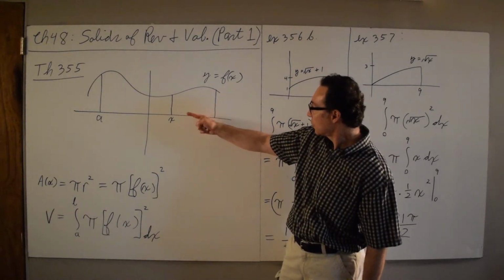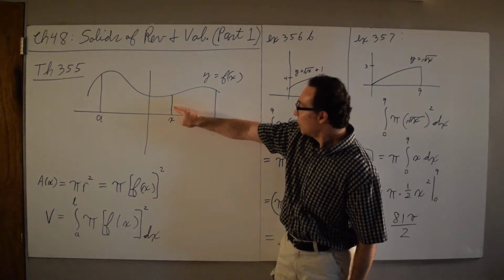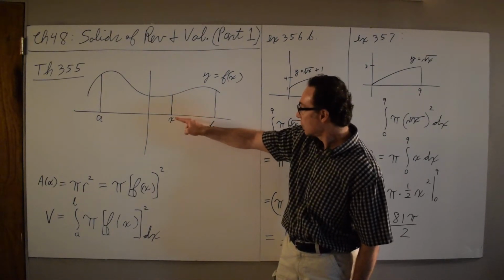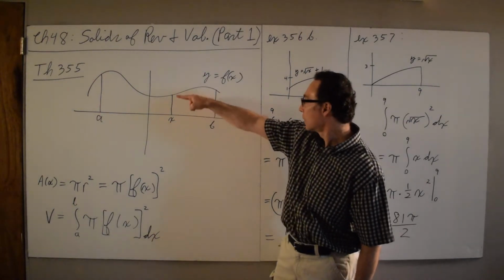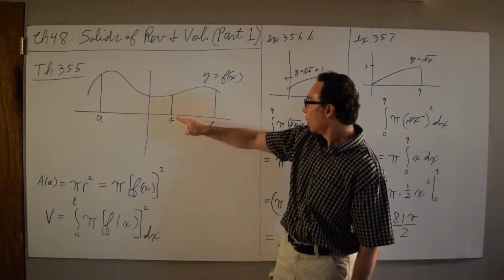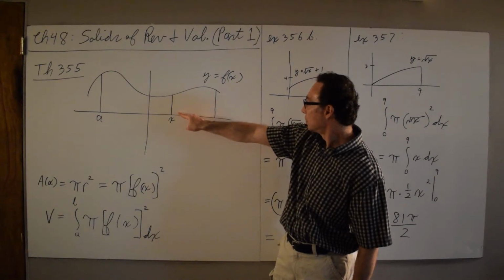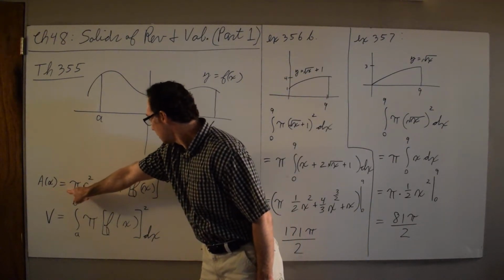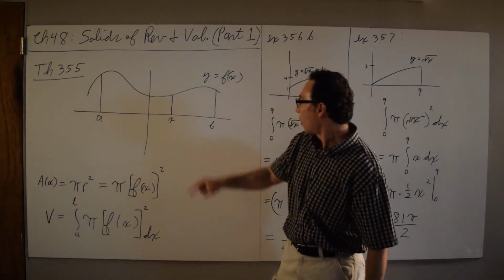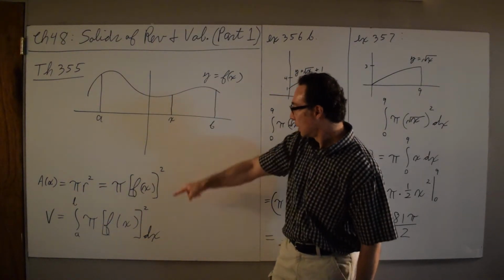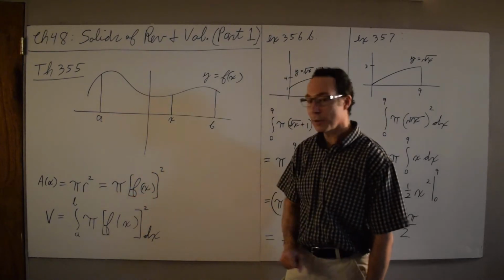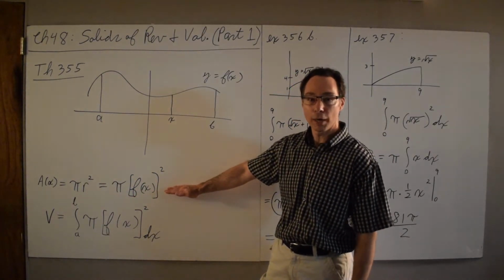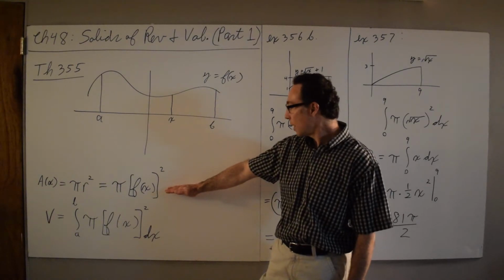If we spin this right here, what happens with this line? It makes a circle. As we revolve this around the x-axis, we have a circle right here of radius f of x. And so the area at x is pi r squared, but what is r? R is f of x, so we have pi times f of x squared. This is our area function that we can compare with our area function in chapter 47.